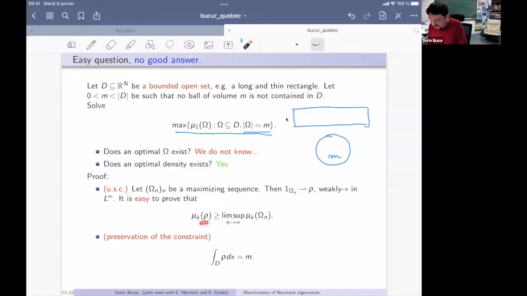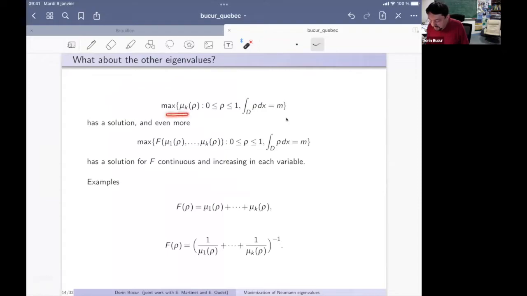So we built a density out of the maximizing sequence. Mu k, here mu1, is above, so it's very good. And the question is, do we still somehow preserve the mass constraint? The answer is yes, it's trivial to prove the mass constraint as a consequence of the weak star L infinity convergence of the characteristic functions. In other words, we built a density which is better than every domain. So immediately we can solve this problem: we can maximize mu k of rho with a mass constraint inside the rectangle. The proof is the same and it's for free.